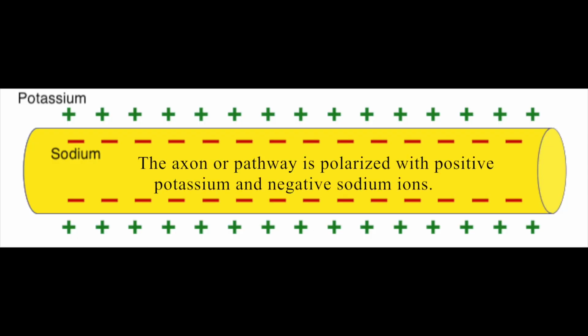Now let's take a closer look at the axon. This membrane is polarized with positive potassium ions on the outside and negative sodium ions on the inside, and it stores energy of the signal like a battery. Polarized means there are slight charges, either negative or positive.